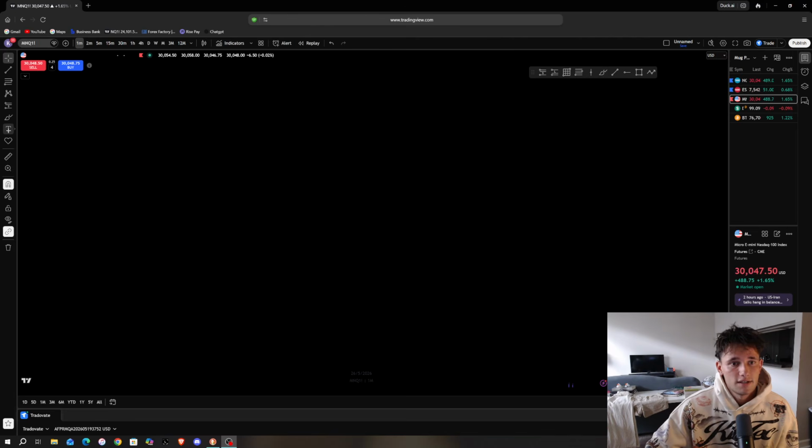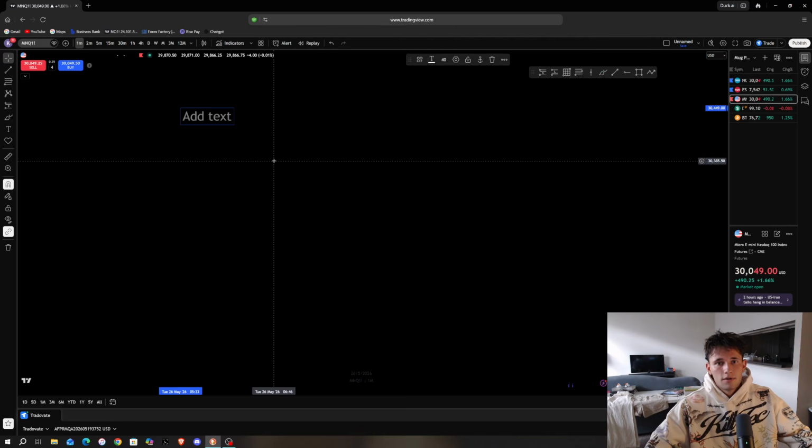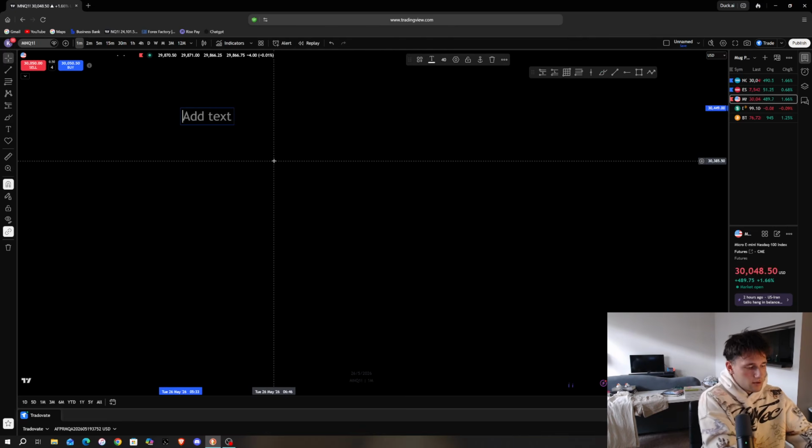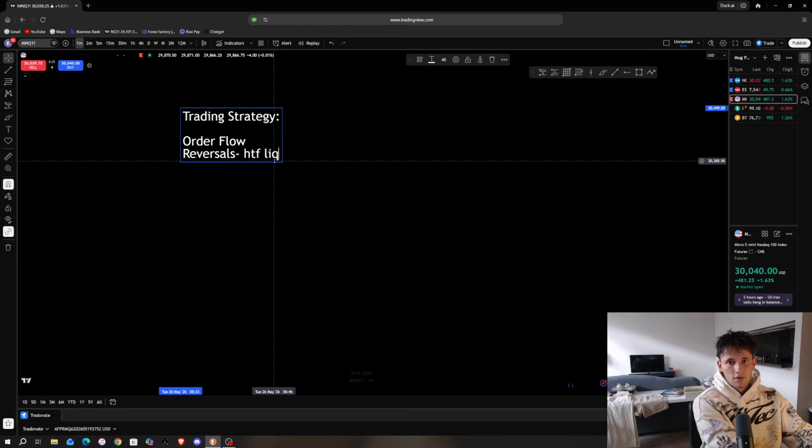So first things first, let's do trading plan. I'll move my computer over. Trading plan or strategy. So I have two specific strategies: order flow, and like reversals. So what qualifies as a reversal? High time frame liquidity being taken out or imbalances.